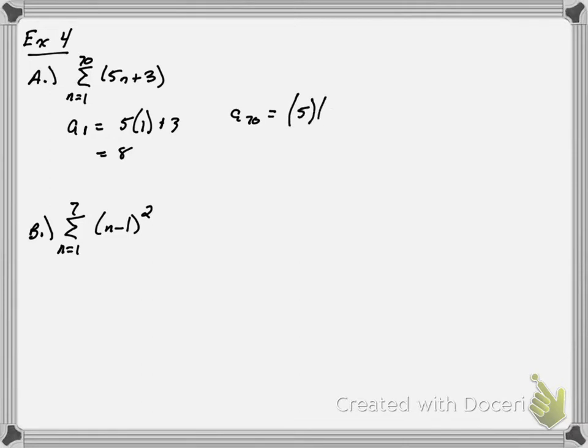That's going to be 5 times 70 plus 3, which is going to equal 353. Okay, so now we have both. Now we can just go ahead and use my formula. So S sub 70 equals n divided by 2 times the first term, which is 8, plus 353. That's going to give me 12,635.